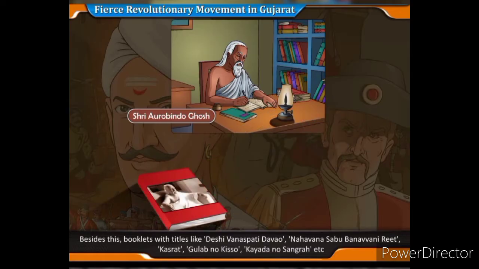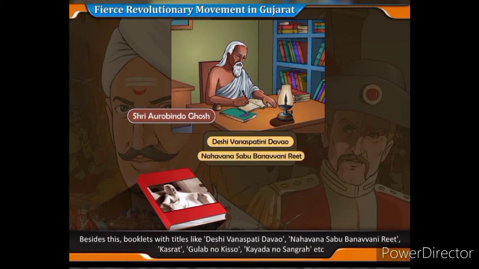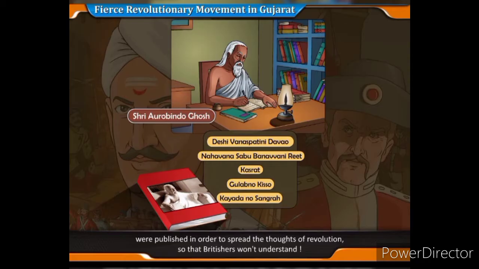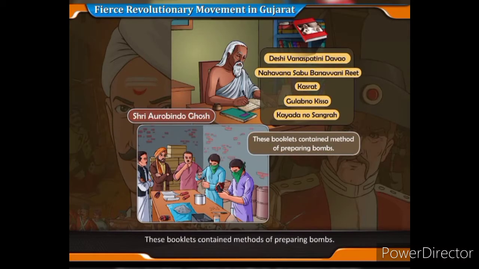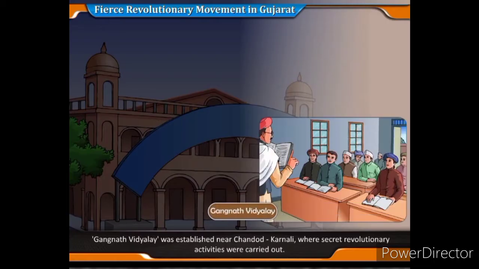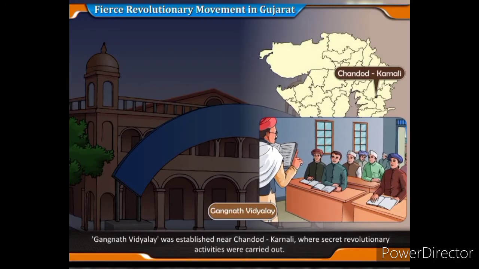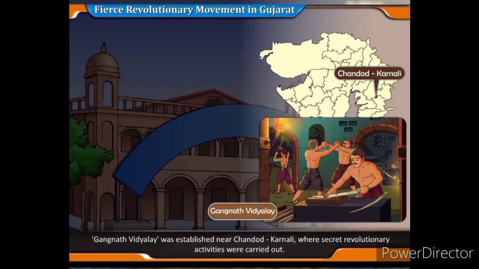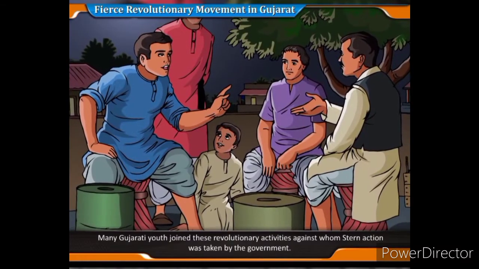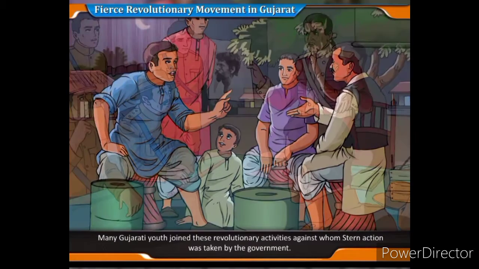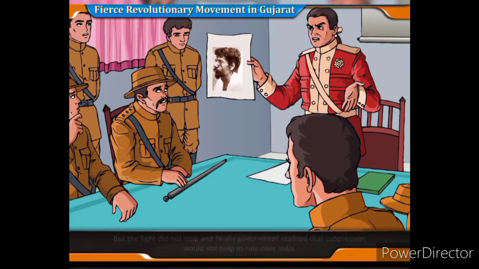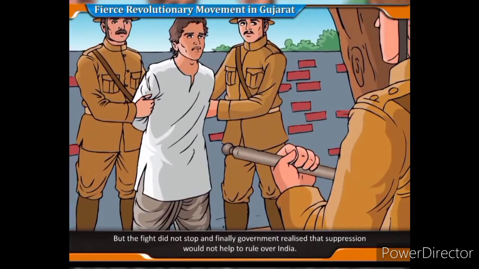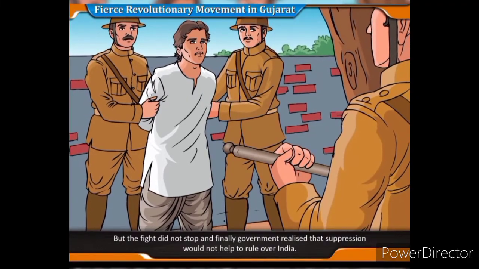Besides this, booklets with titles like Deshi Vanaspati Davao, Nahwana Sabu Banavani Reet, Kasrat, Gulabno Kisso, Kaidano Sangrah, etc. were published in order to spread the thoughts of revolution so that the British wouldn't understand. These booklets contained methods of preparing bombs. Ganganath Vidyalaya was established near Chandod, Karnali, where secret revolutionary activities were carried out. Many Gujarati youth joined these revolutionary activities, against whom stern action was taken by the government. But the fight did not stop, and finally the government realized that suppression would not help to rule over India.